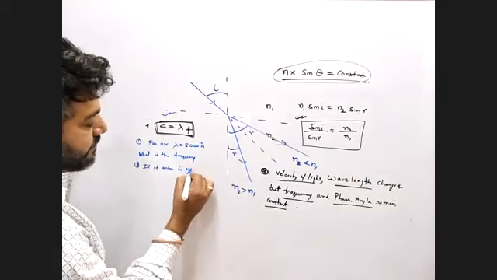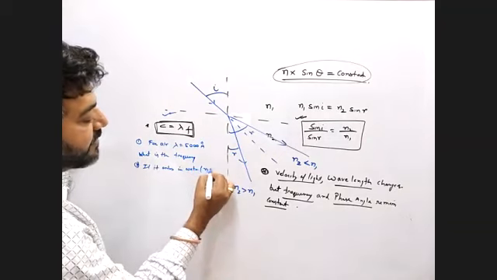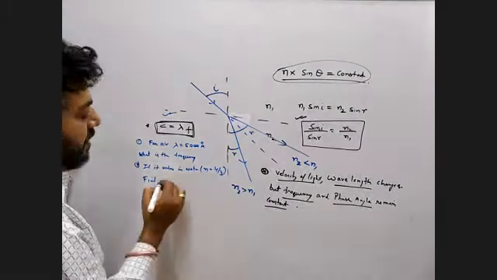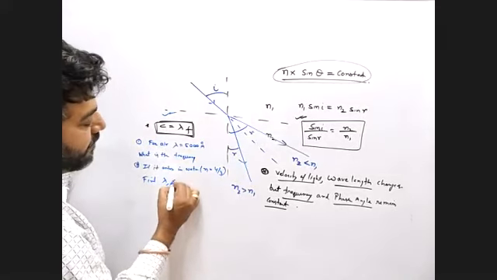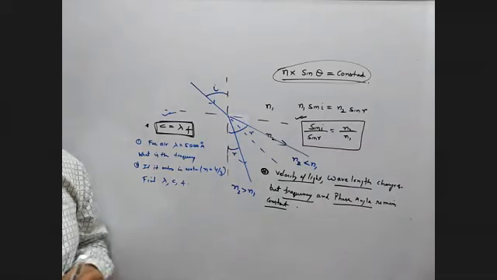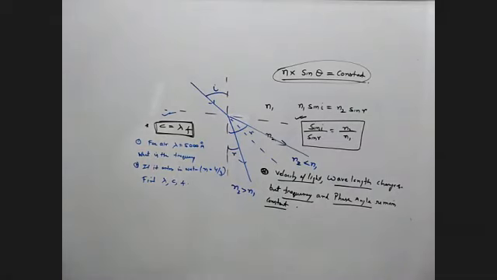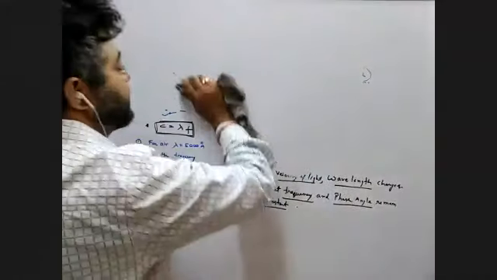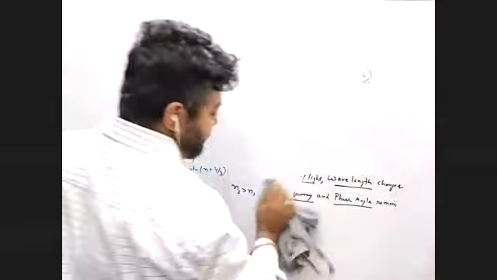in water, refractive index 4/3, find wavelength, velocity of light, and frequency. So now they give you a little bit of a twist. Okay, so don't ever panic.